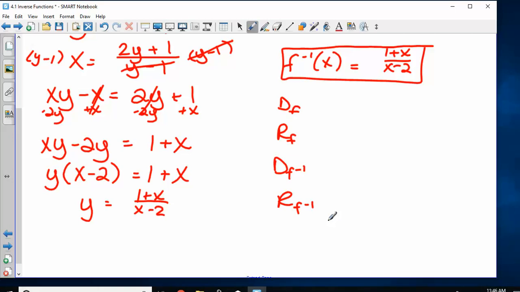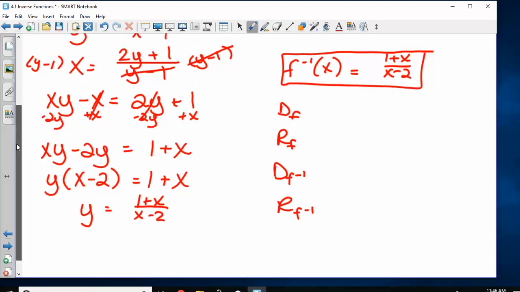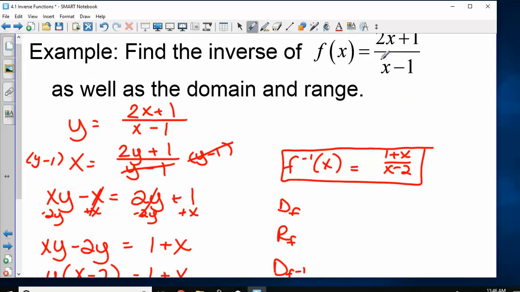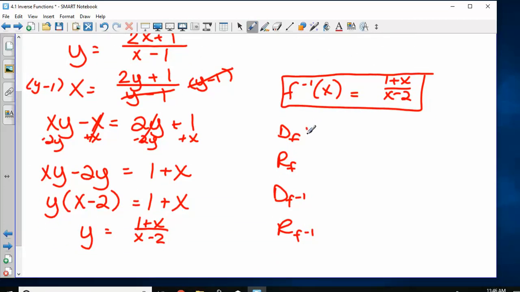Domains are easy. We know if it's a fraction, the bottom can't be 0, and if it's an even radical, whatever's underneath has to be positive. If I'm talking about the original function, what can x not be? 1. So the domain of the original function is negative infinity to 1, union 1 to infinity.